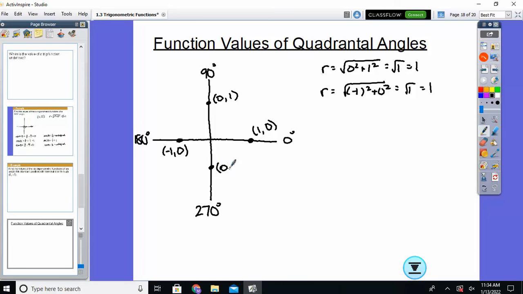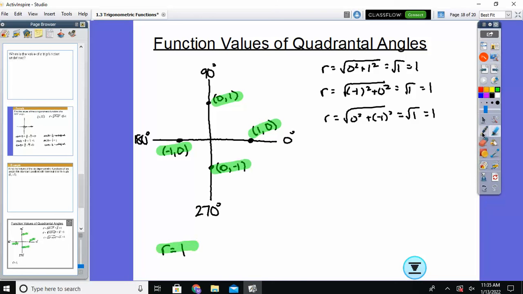270, that would be the point 0, negative 1. So we can do the square root of 0 squared plus negative 1 squared, which once again gives us 1. So these are nice points that we can use for any of these quadrantal angles. And in all of these instances, the r just turns out to be 1. So you could use this picture to quickly answer any of the ratios I might ask for.